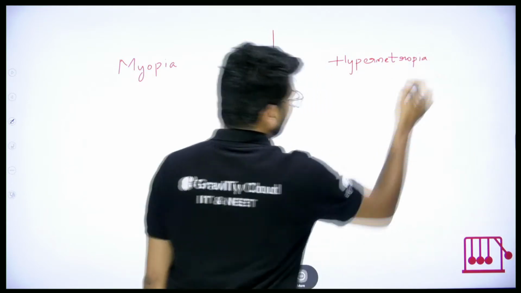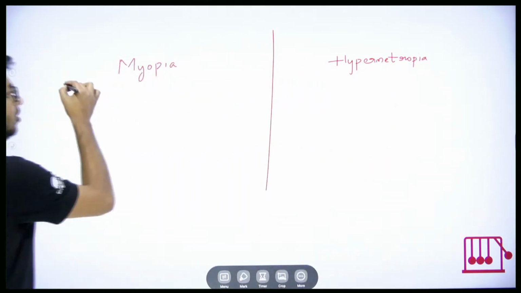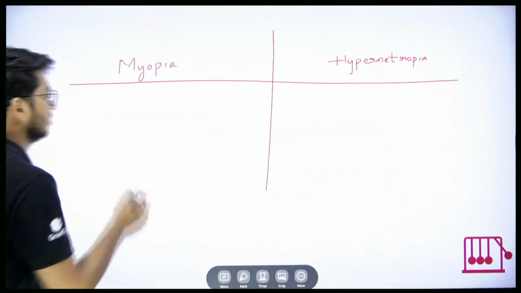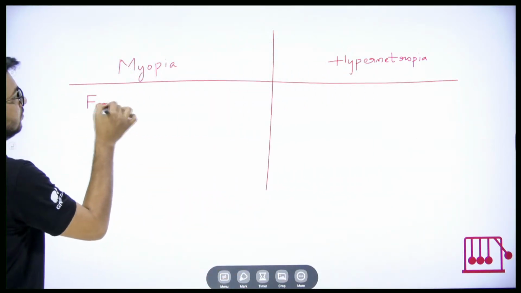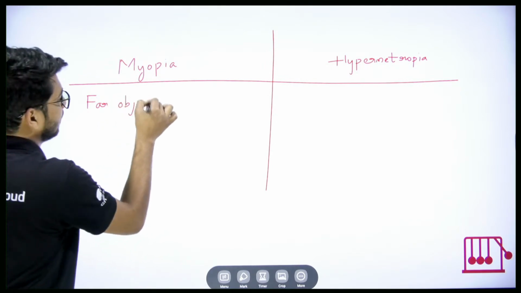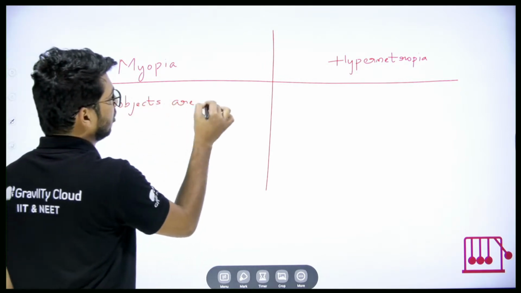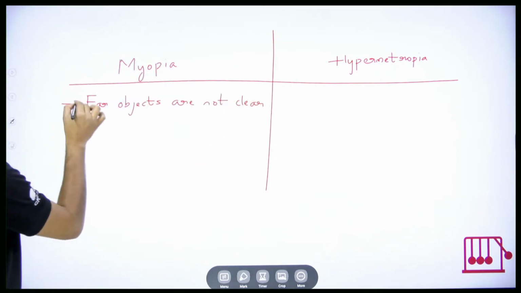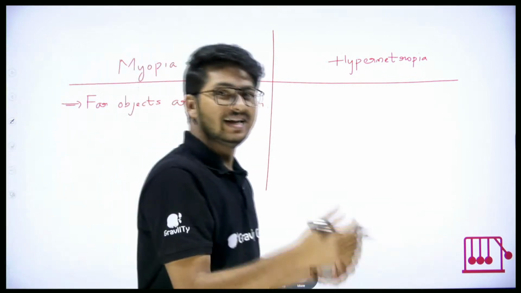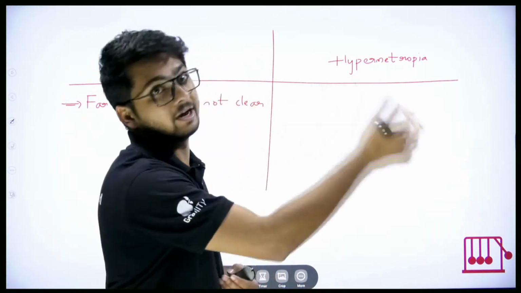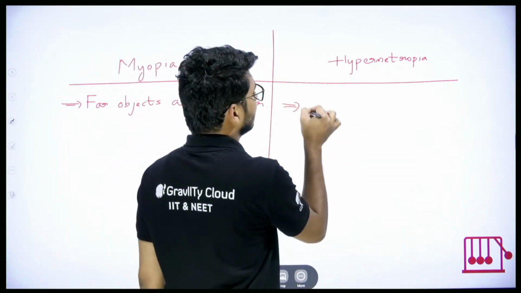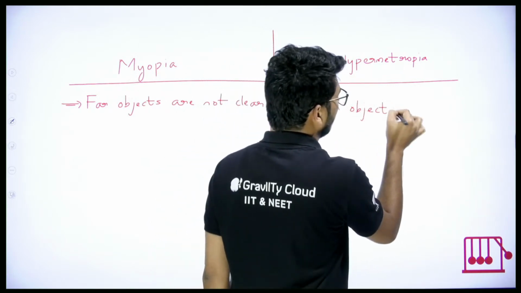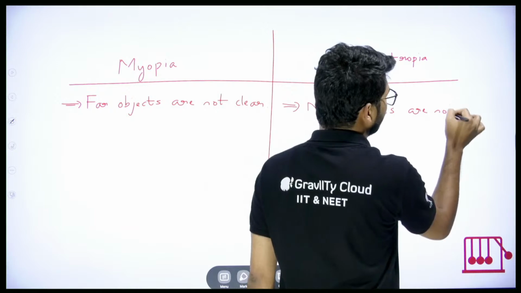In myopia, what can you see? In myopia, we can clearly see near objects, but we cannot see far objects. You can say that far objects are not clear. Whereas in hypermetropia, what happens? Near objects will not be clear, but far objects will be clear. So I can say near objects are not clear.